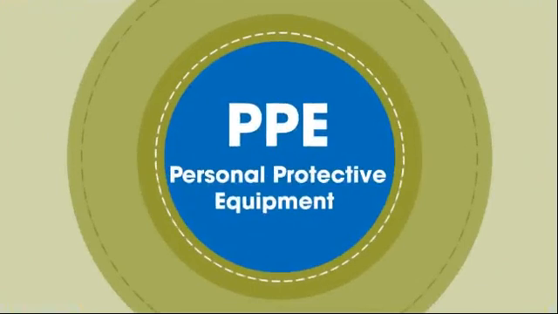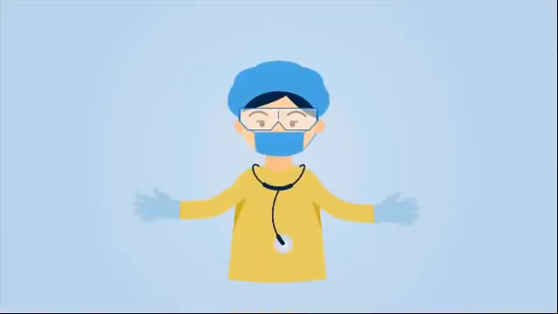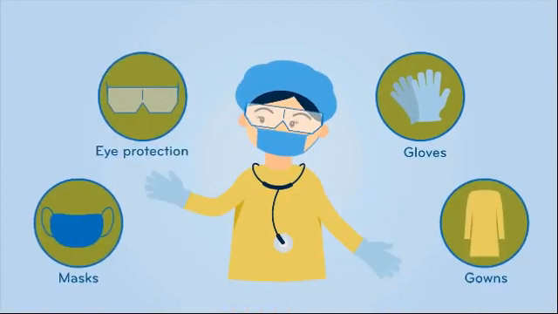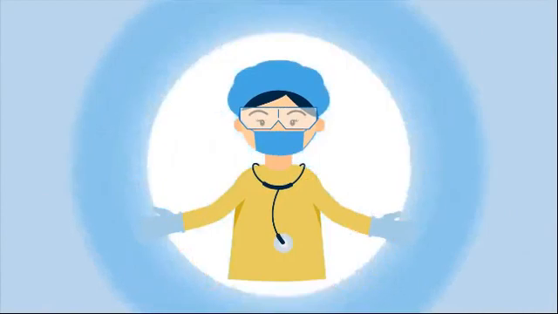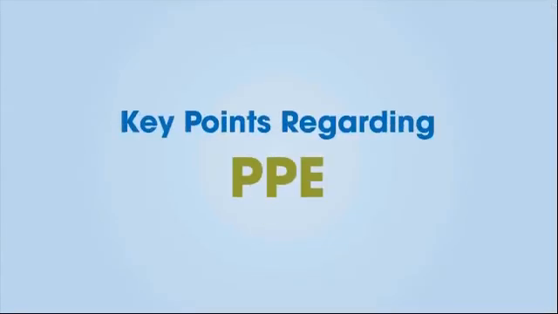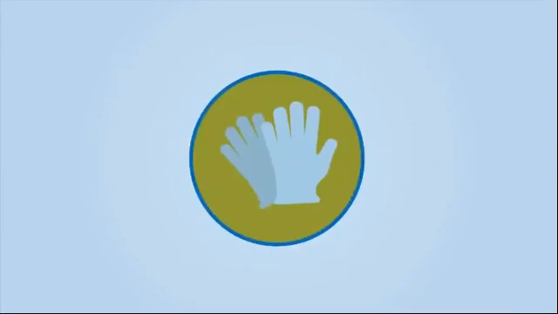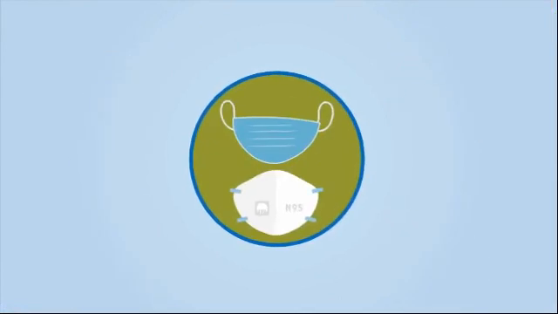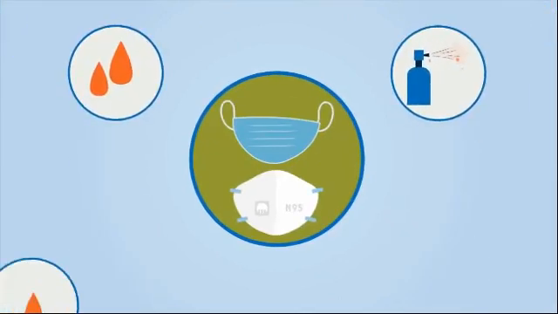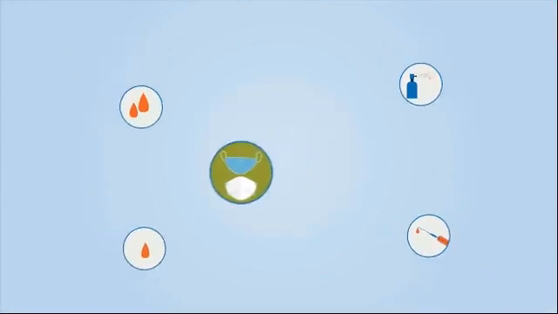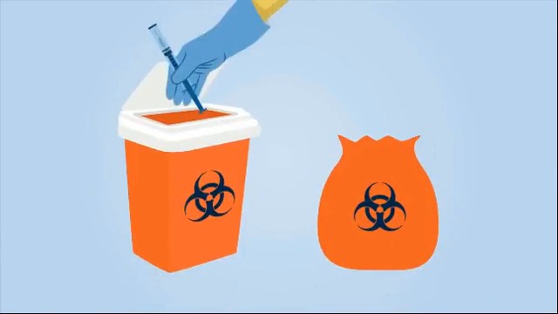Personal protective equipment, PPE. PPE is specialized clothing or equipment such as gloves, gowns, masks, eye protection that are worn by an employee for protection against an infectious hazard. Key points regarding PPE include: employees should wear gloves when coming into contact with potentially infectious materials. Masks should be worn whenever splashing, spraying, or splattering droplets of blood or other potential infectious material occurs. Disposable contaminated items must be disposed in a proper biohazard waste bin.